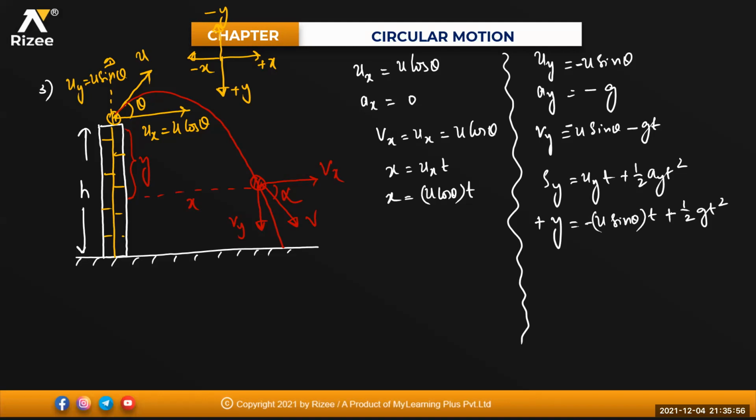Uy will be negative only, because ay is how much for me? Negative, because you're throwing the body against the sign convention, what you are taking. An upward direction I took negative and downward direction I'm taking as positive. Clear?